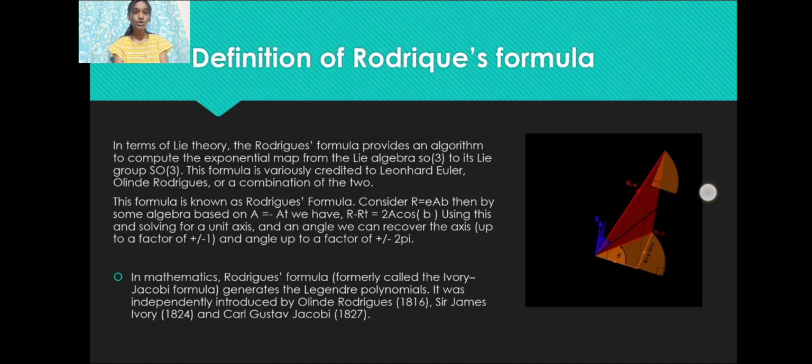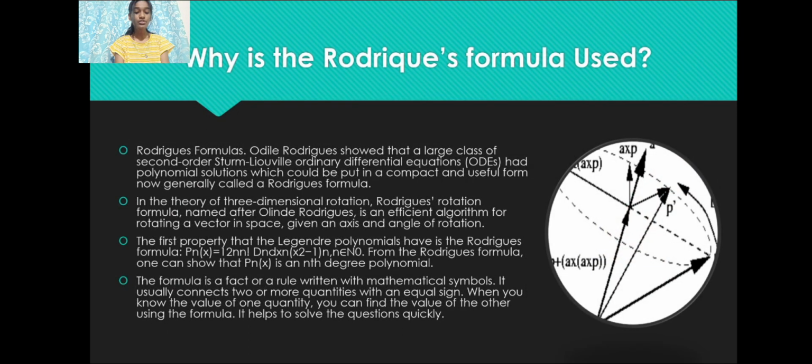So, why is the Rodrigues formula used? Olinde Rodrigues showed that a large class of second order linear ordinary differential equations, that is ODEs, had polynomial solutions which could be put in a compact and useful form, generally called a Rodrigues formula. In the theory of three-dimensional rotation, the Rodrigues rotation formula, named after Olinde Rodrigues, is an efficient algorithm for rotating a vector in space, given an axis and an angle of rotation.